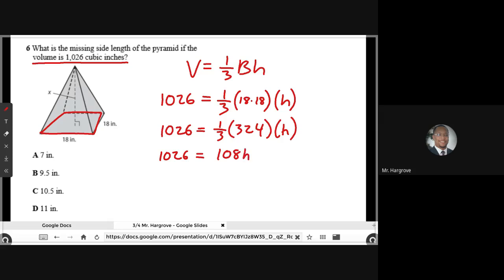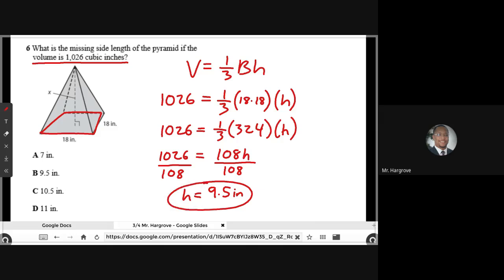H. And then to get H by itself, you remember this from your equation unit, you need to divide both sides by whatever number is next to your variable. So I'm going to divide both sides by 108. And that's going to give me H equals 9.5. And we're dealing in inches. So that is the missing piece.